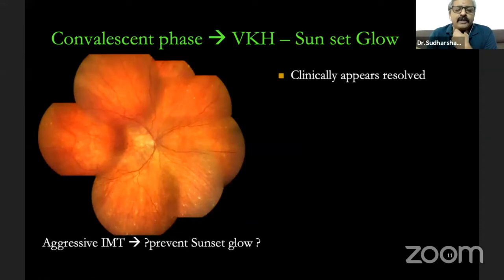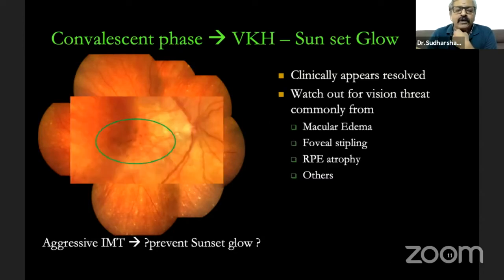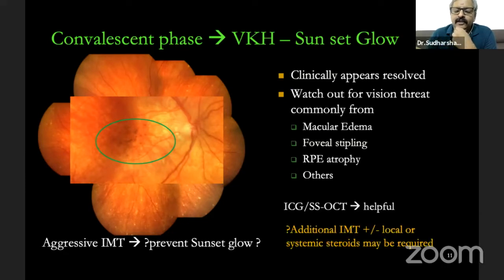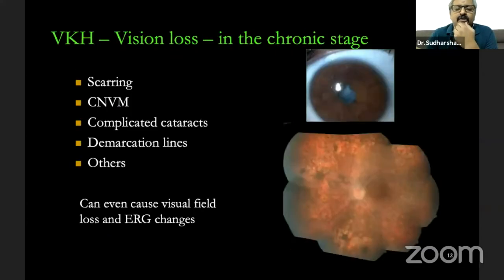Once you've treated with immunomodulatory therapy, there have been studies that show that it can even prevent sunset glow. A convalescent phase of VKH looks like this: clinically it appears resolved, but when you look closely at the fovea and the macula, watch out for vision threat, commonly from macular edema. This is because of depigmentation and clumping. You can have some foveal stippling or RPE atrophy, which can all cause vision loss. SS-OCT and ICG seem to be helpful in picking up subtle activity even in the sunset glow appearance in patients with VKH. These are indications for whether you need to add immunomodulatory therapy, and probably an indication for a periocular steroid or titrating the systemic steroids as and when required.